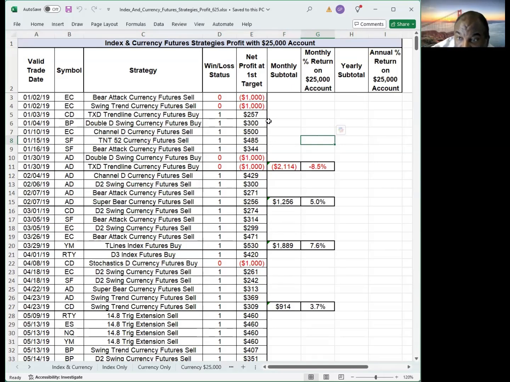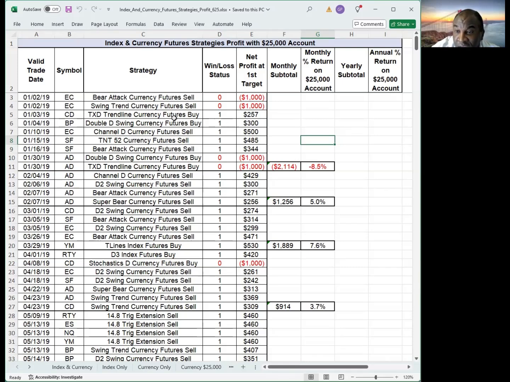So let's take a look at this. What we did here so that people can understand, doesn't matter how big the account size is, it's about percent returns. So what we did is assume a 25 grand account and we're risking $1,000 per trade. That's 4% of the account. Don't go more than 4%. 2 to 4% is absolute max. So this is based on risking 4% of the account per trade, $1,000 out of a $25,000 account.